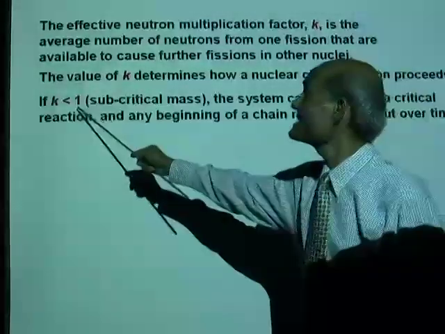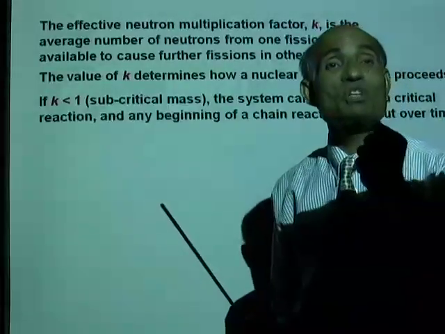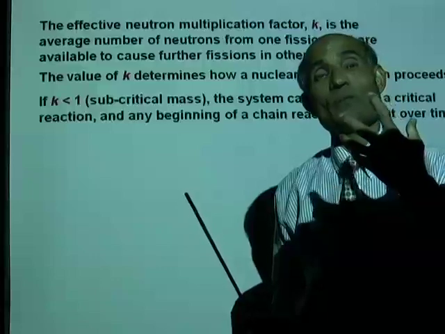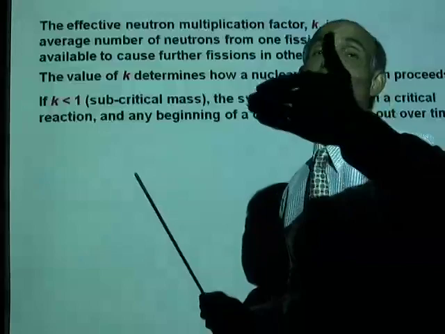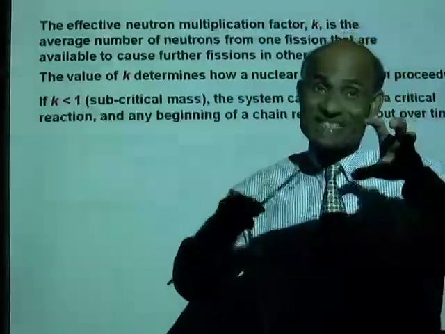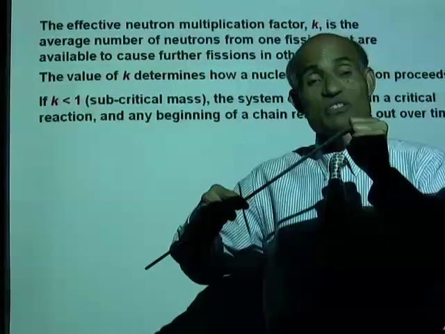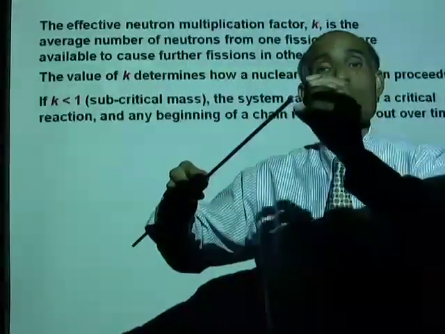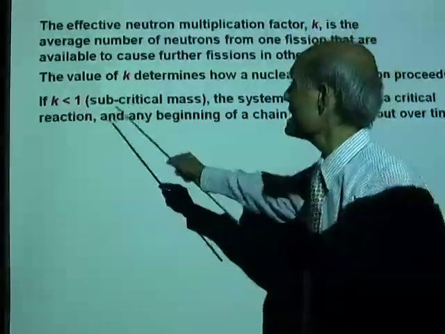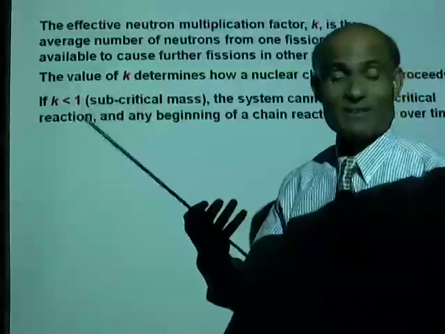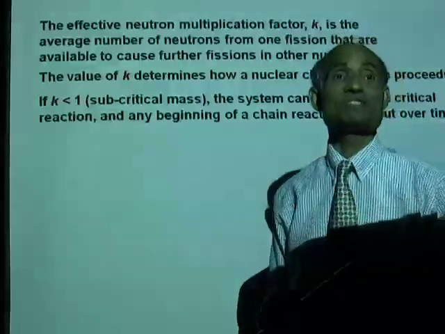Now what happens if K is less than 1? K less than 1 means it is subcritical. That means less than 1 neutron per fission is available for further fission. You see, in order to sustain a steady level, for each fission at least 1 neutron should go and produce further fission. Then only you will have a sustained chain reaction. If K is less than 1, that refers to subcritical mass, and a chain reaction cannot be sustained.